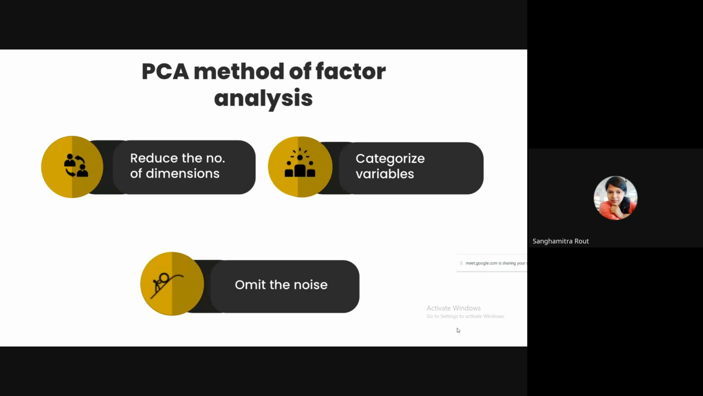Next, if you want to categorize the variables, categorization of variables means you want to categorize the dependent and independent variables in your data set. And the third thing is when you want to eliminate the noise components in your dimension analysis. At that time also you can use your PCA. That means any external factor you want to omit. So these are the 3 points on the basis of which you can decide whether to go for PCA analysis in your data set or not. Okay.